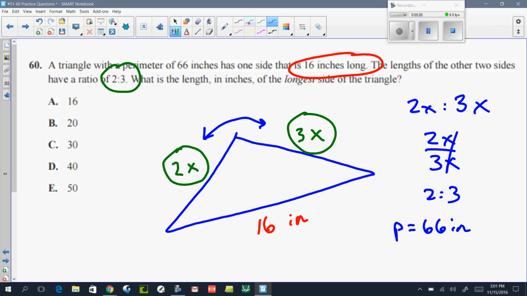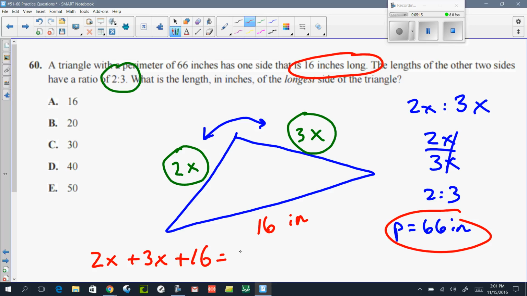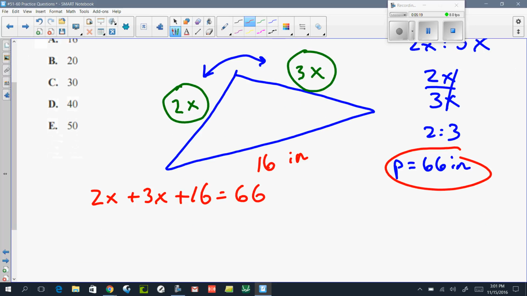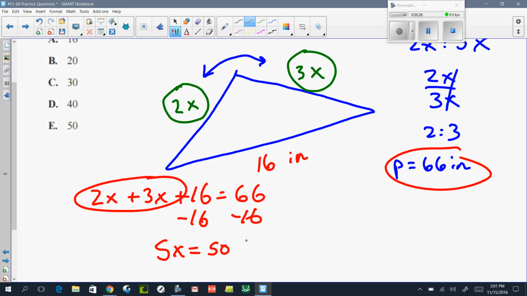So now we have a pretty simple equation to solve. We're going to find the perimeter. We know the perimeter has to add up to 66. One side is 2x, one side is 3x, one side is 16, and that has to equal 66. You can subtract 16 from both sides. Combine like terms. 5x is equal to 50, so x is 10.